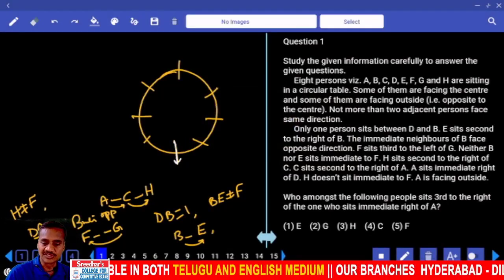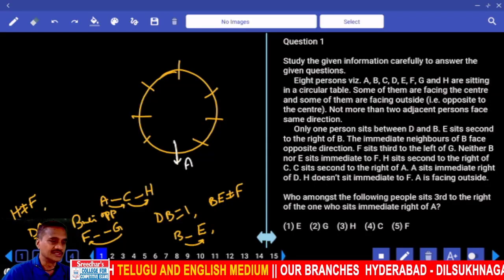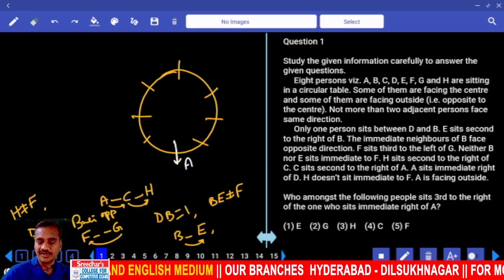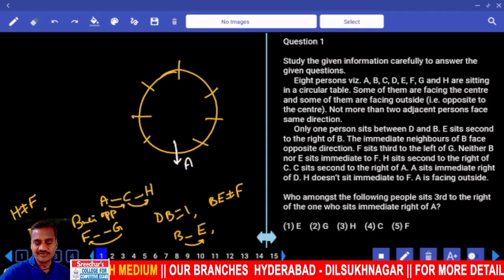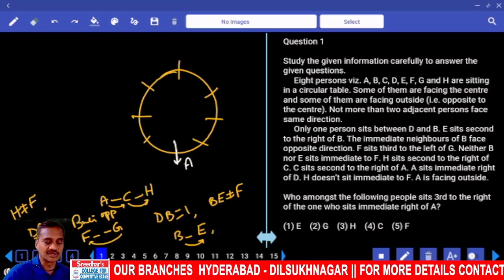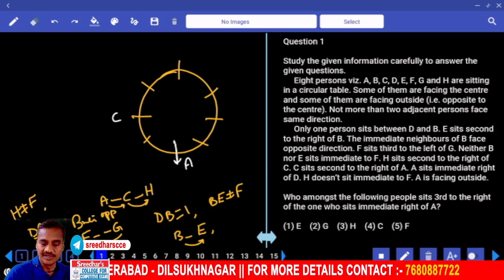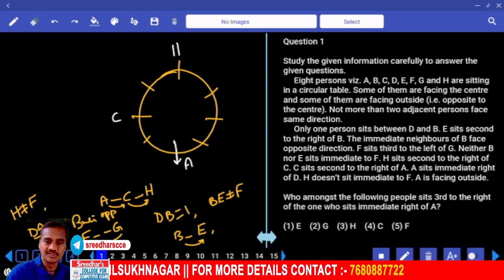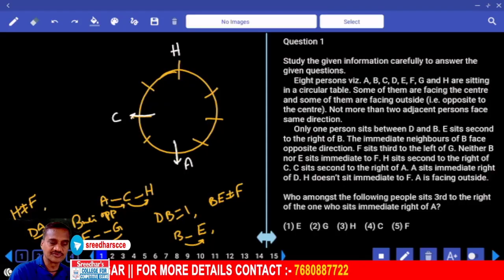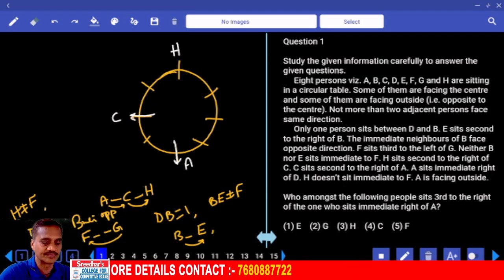Now the direction is given at this place. As the direction is given here, and A is seated, is there any other information? C sits second to the right of A. Who is that person? C. And C and H: H will be here. H is seated second to the right of C, which means C must be away from the center. Now this information has been done.